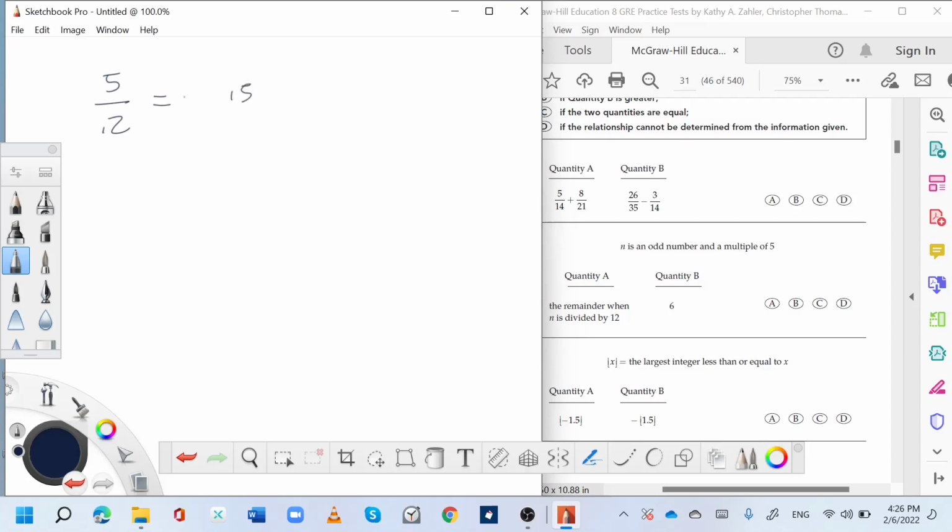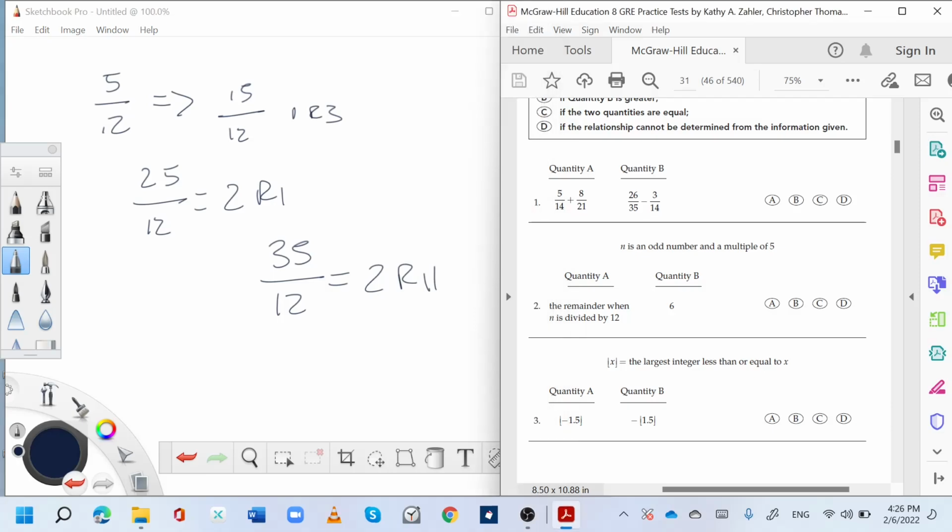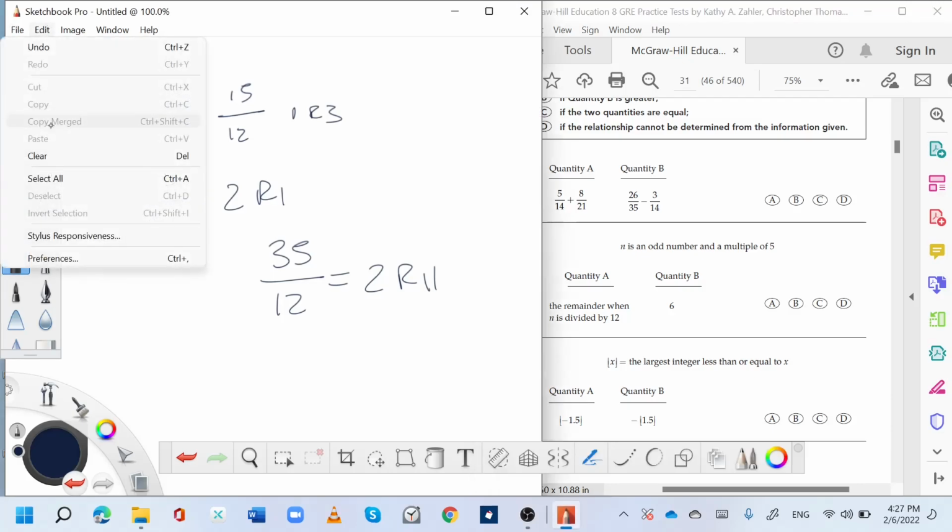Let's get to the first multiple, which is 15 divided by 12, so we get 1 remainder 3, right? Let's do just another test case, which is 25. Divided by 12, and we get 2, remainder of 1. And so in both of these cases, the remainder is less than 6, but let's just continue on just to make sure. 35 divided by 12, well, now we get 2, and our remainder is then 11. And so we've got 1, 3, 11, and it could basically go a lot of different ways. So D, the relationship cannot be determined given the information. D is the answer for that one.